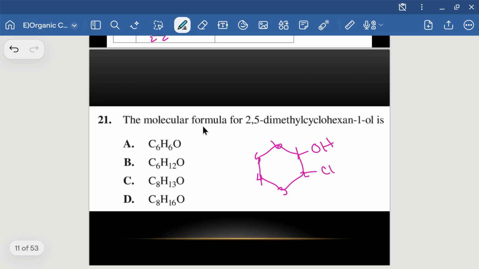Now, on carbon 1, I would have 1 more hydrogen, so 1 more. On carbon 2, I'd have 1 more hydrogen. On carbon 3, I'd have 2. On carbon 4, I'd have 2. On carbon 5, I'd have 1. And on carbon 6, I'd have 2. So now let's count all our hydrogens. So 1, 2, 3, 4, 5, 6, 7, 8, 9, 10, 11, 12, 13, 14, 15, 16. So this looks like our answer would be D. And some people could see this. I can't see it without drawing it out, so I just draw it out quickly.